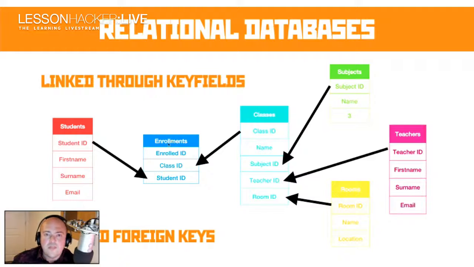Now, when those key fields exist in other tables, so for instance here, student ID exists in enrollments as well, we call that a foreign key.